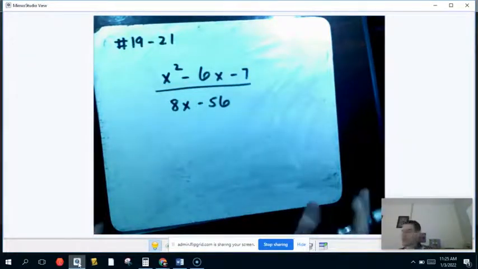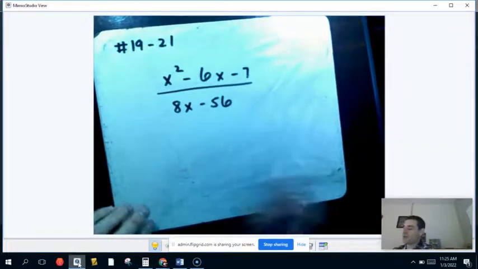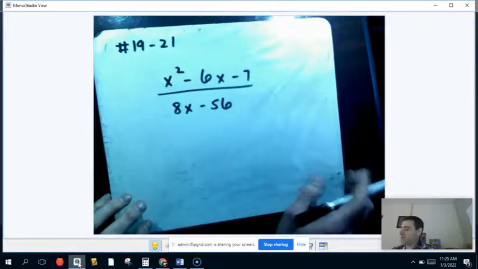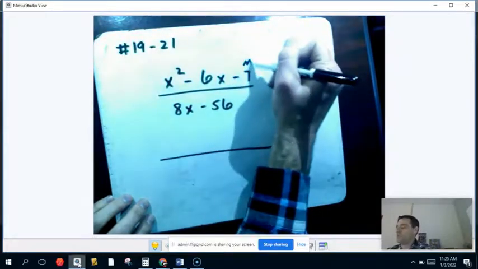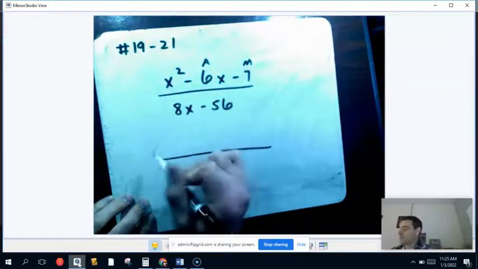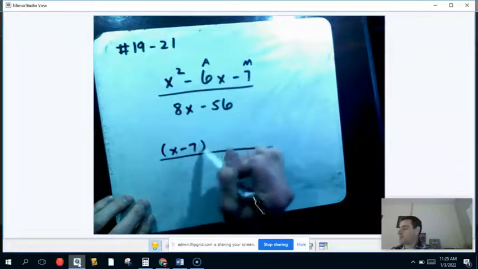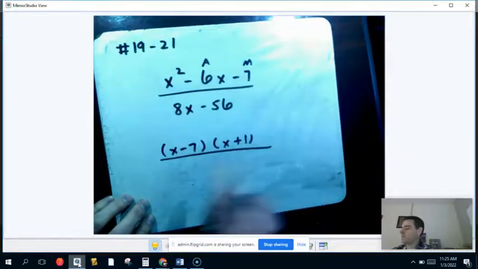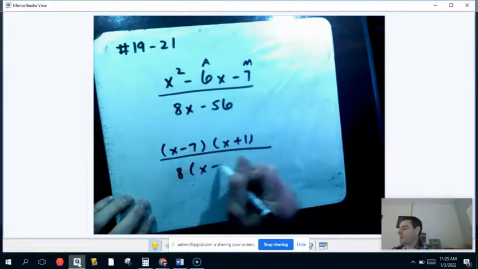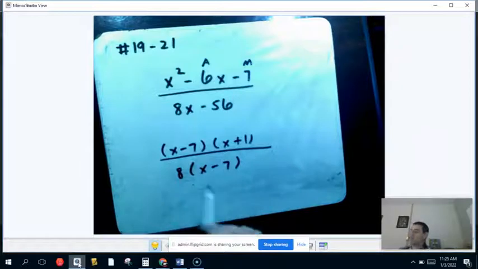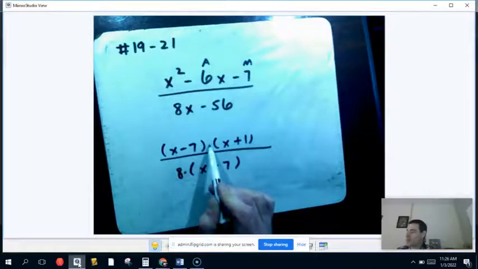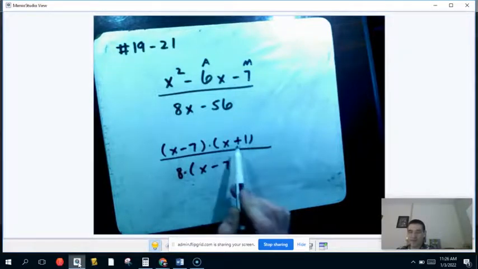Okay, 19 through 21. Again, I'm factoring, but I'm using both common factoring and GCF. So on top, again, what multiplies to negative 7 but adds to give you negative 6? That's going to be x minus 7 and x plus 1. Negative 7 times 1 is negative 7. Negative 7 plus 1 is negative 6. On the bottom, I can just take out an 8. Okay, there is a multiplication here because that multiplication separates it. This 8 and this x minus 7, either could cancel. On top, either the x minus 7 or the x plus 1.